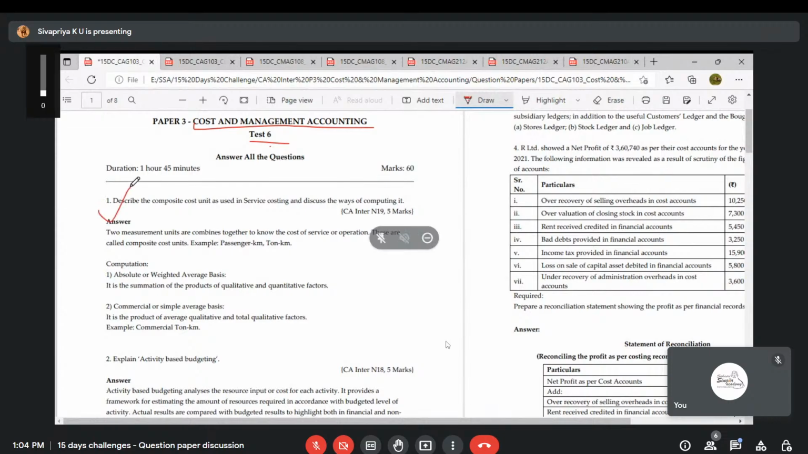Describe the composite cost unit as used in service costing and discuss the ways of computing it. So two measures, when they are combined together, will be called a composite cost, and there are two methods. One is weighted average basis and number 2 is simple average basis or commercial basis.